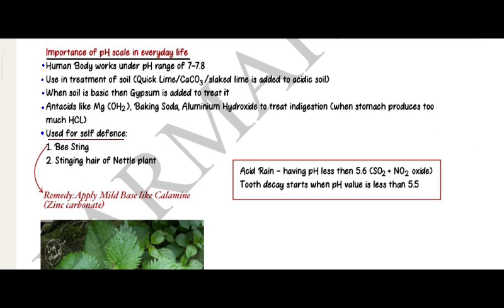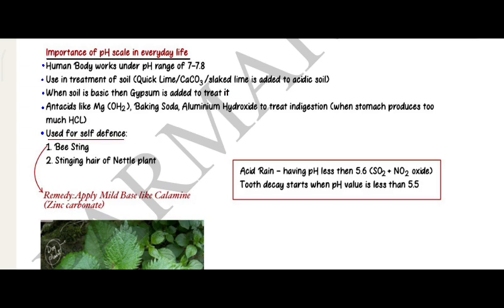The human body works under a pH range of 7 to 7.8. Use in treatment of soil: quicklime or calcium carbonate, slaked lime is added to acidic soil. When soil is basic, gypsum is added to treat it. Antacids like magnesium hydroxide, baking soda, and aluminum hydroxide treat indigestion when the stomach produces too much HCl.